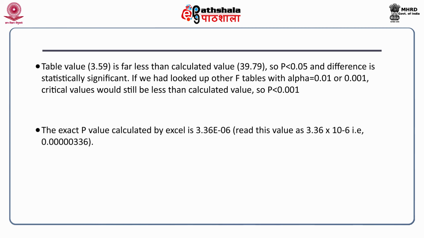The exact p value calculated by Excel is 3.36 e minus 6. You have to read this e as 10 power minus that value, so that is the exponent, right? So 3.36 multiplied by 10 power minus 6, that is 0.00000336. So it's a very low value, so the significance must be high, extremely significant.